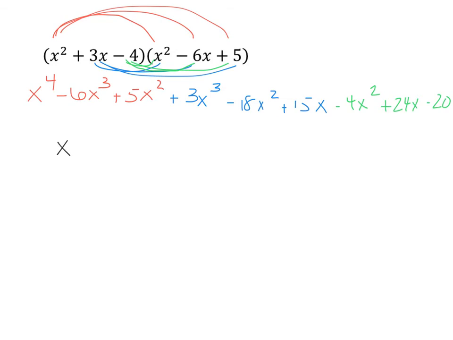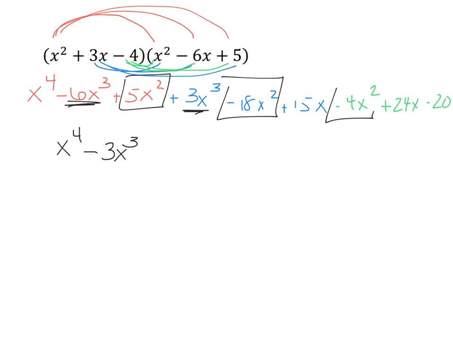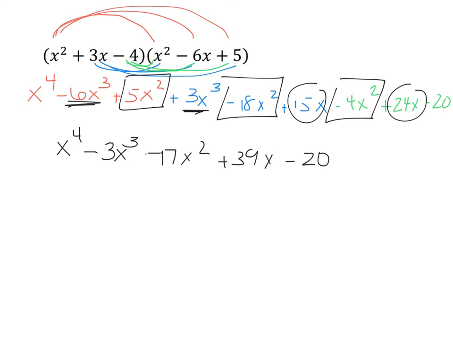X to the fourth is not like with anything, so it stays. Negative x cubed goes with positive 3x cubed, so I get negative 3x cubed. This 5x squared goes with the negative 18x squared and the negative 4x squared. Well, 5 minus 4 is 1, and then negative 18 plus the 1 gets you a negative 17x squared. Okay, and then the 15x and the 24x gets you a positive 39x, and then the minus 20. So there we go.